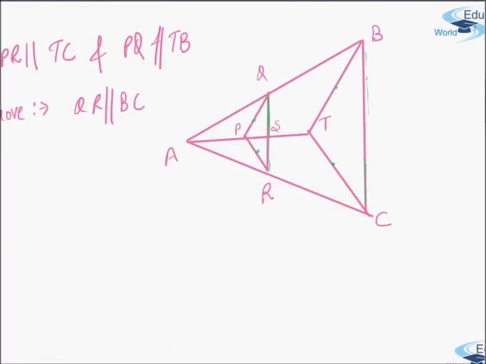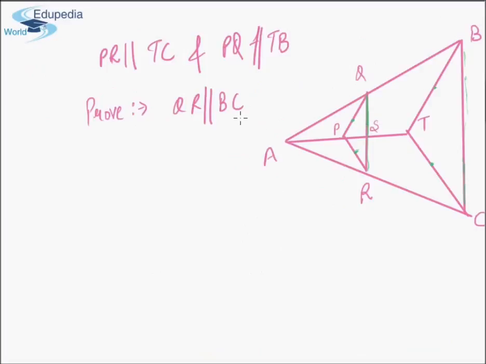A question says, you have a figure where PR is parallel to TC, this PR is parallel to TC, and PQ is parallel to TB. We need to prove that QR is parallel to BC. So friends, we are given with this thing. We have to prove that QR is parallel to BC. So solution of this question.